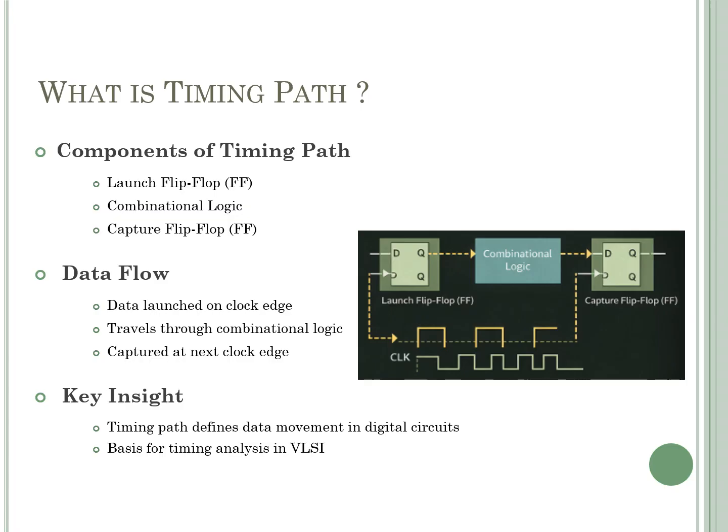Now here is the most important takeaway. Timing path defines how data moves in digital circuits and all timing analysis in VLSI is based on this path. Propagation delay and contamination delay actually exist inside this combinational logic part. Data starts from one flip-flop, travels through logic, and is captured by another flip-flop. That complete journey is called a timing path. In real chip design, engineers don't look at a single gate. They analyze the complete timing path because failure happens across the entire path.